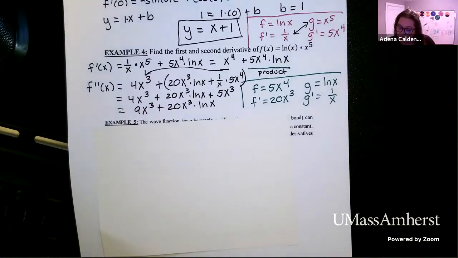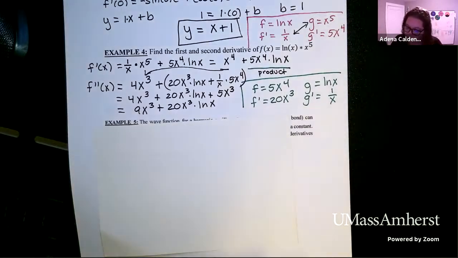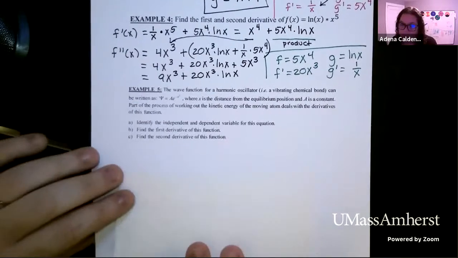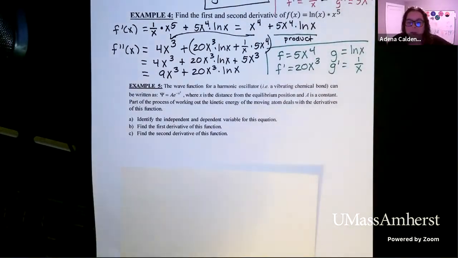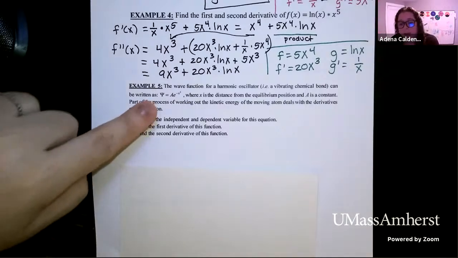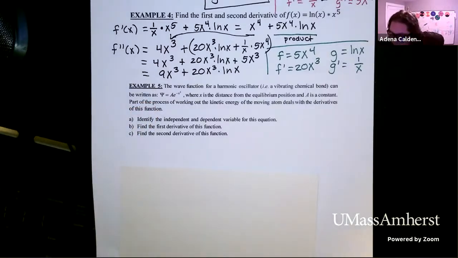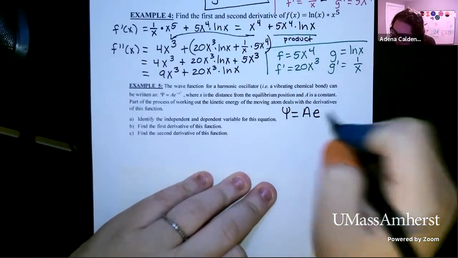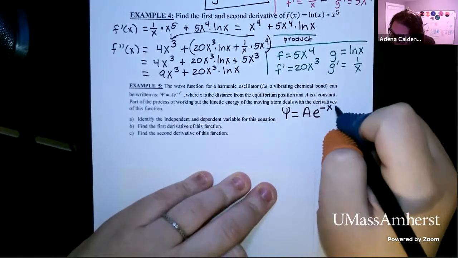Okay. So now the next example we're going to look at comes from physics. It's a word problem. So hopefully we can work through this. So here, the wave function for our harmonic oscillator, which is like a vibrating bond, can be written as, this is called psi, this is a Greek letter, equals a e to the negative x squared. So that's kind of small. So let me write that a little bit bigger. So we have psi equals a e to the negative x squared.